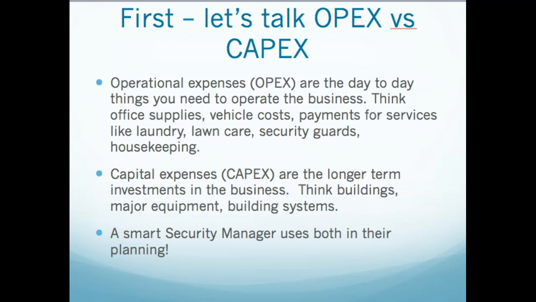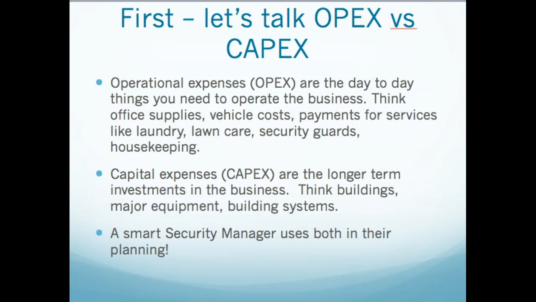Operational expenses are day-to-day things you use to operate your business, okay? There are certain things that you use every day: guards, janitorial services, the power, your telephone bills. All those are operational expenses. They're the normal day-to-day expenses just to keep the place running. Okay? Capital expenses are long-term investments in your business.